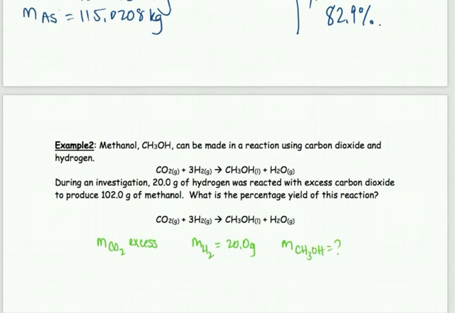And we know the actual methanol that was produced was 102.0 grams. So again, this is the methanol. That's the actual methanol, but then we are looking at finding the theoretical.